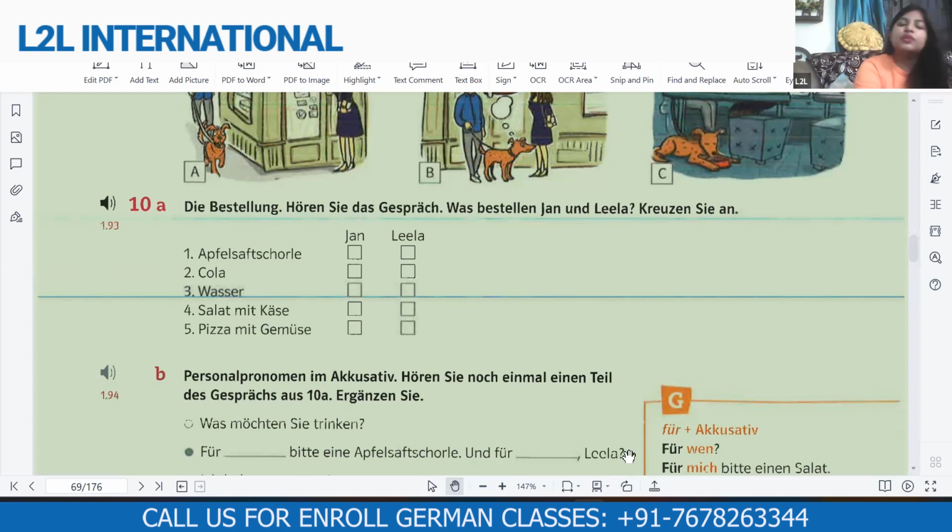So here, hören Sie das Gespräch. You'll be listening to a Gespräch, a conversation. Was bestellen Jan und Lila? So what Jan and Lila are ordering, that you need to kreuzen Sie an. You have to cross. Jan and Lila, there are 5 items written here.